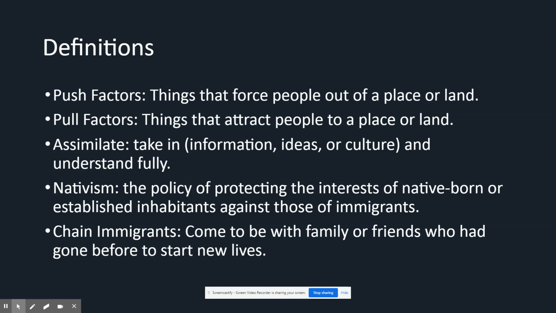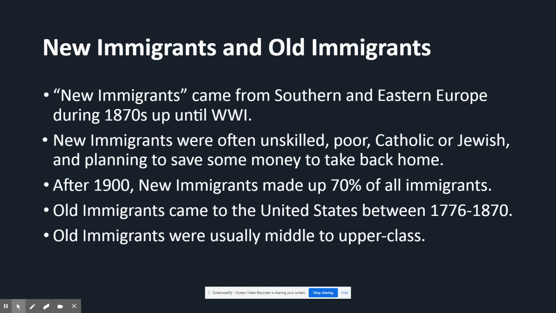Well, we are going to be talking about immigration and how that is a factor in the redevelopment of cities in the United States. So we have new immigrants versus what was considered old immigrants. New immigrants come from Southern and Eastern Europe during the years of about the 1870s till World War I, maybe a few years after that as well.